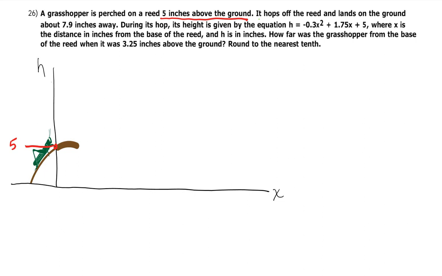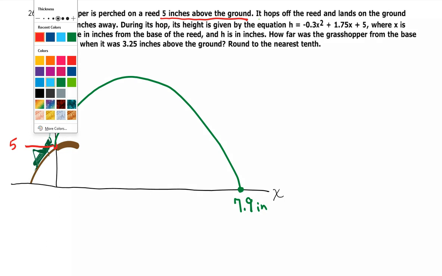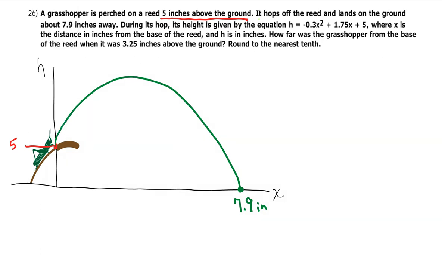So here goes the grasshopper. He goes up and he goes down, and he lands right here, which is 7.9 inches. Here's our question: how far was the grasshopper from the base of the reed when it was 3.25 inches above the ground? 3.25 inches above the ground would be approximately, how about here?